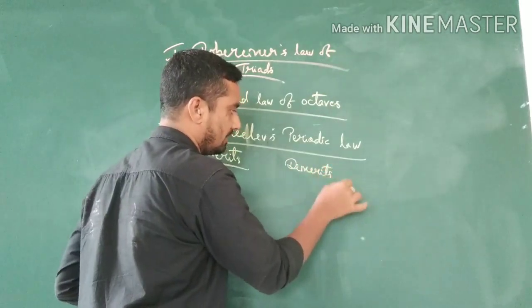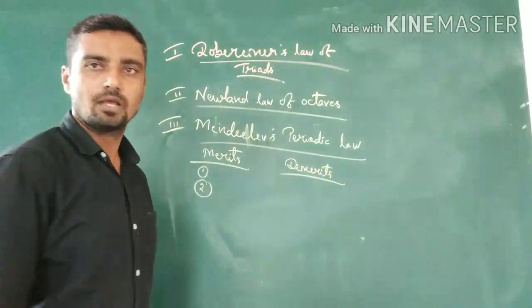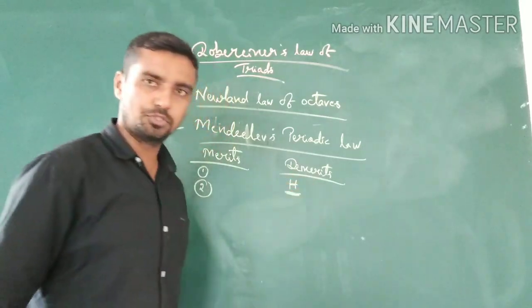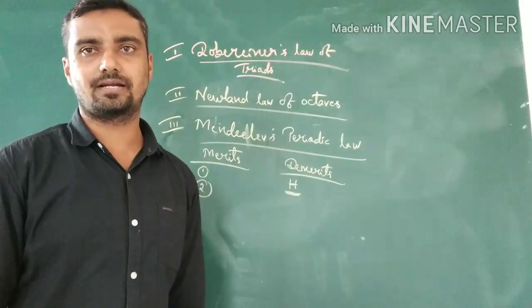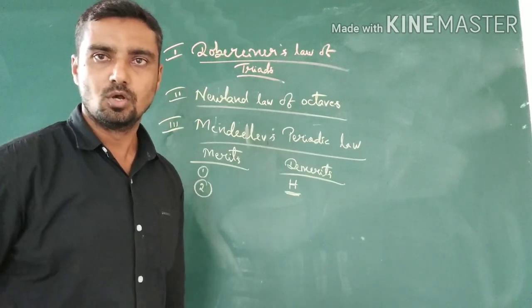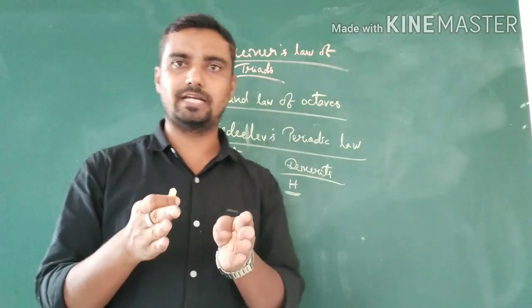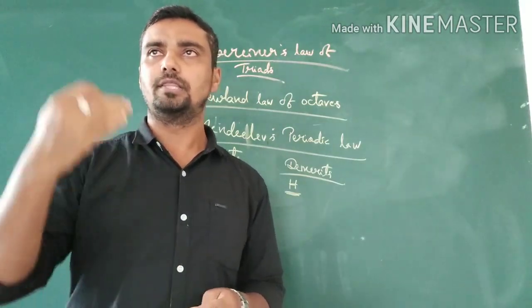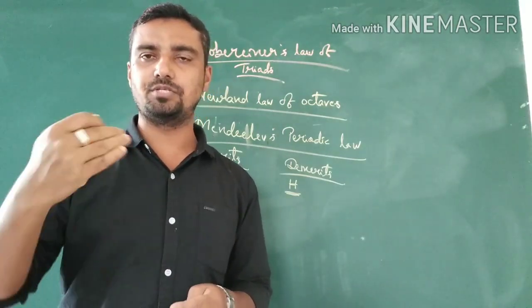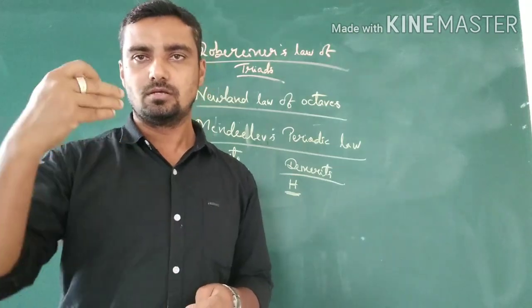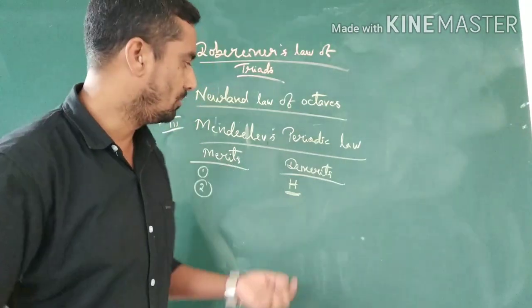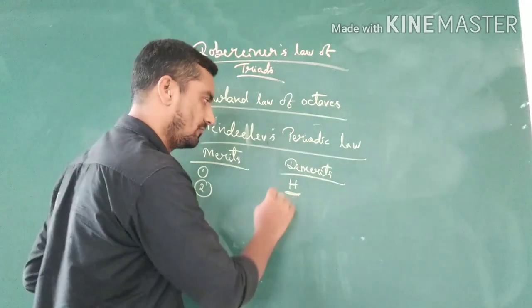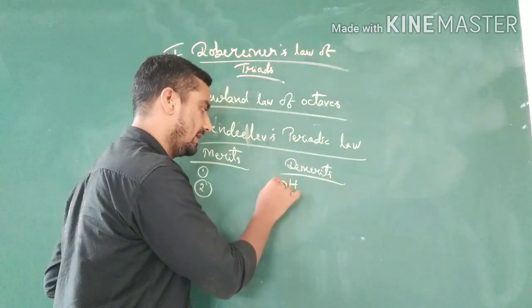Among the demerits, the position of hydrogen is uncertain. The hydrogen that has been placed in the first group does not match the chemical and physical properties of the first group. That's why the position of hydrogen is uncertain. That is the first demerit. Now the second demerit.